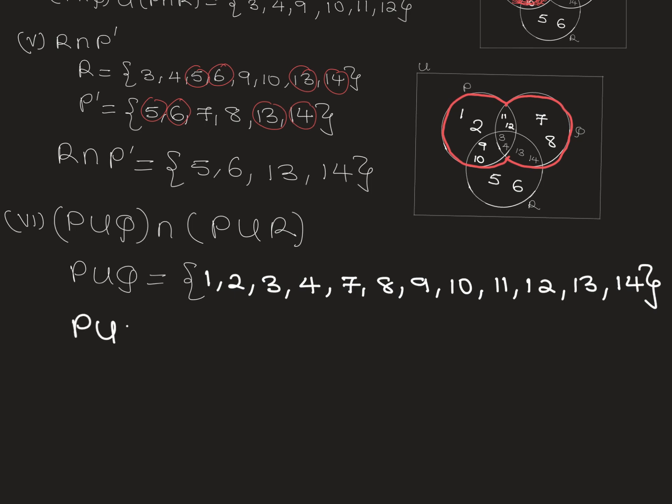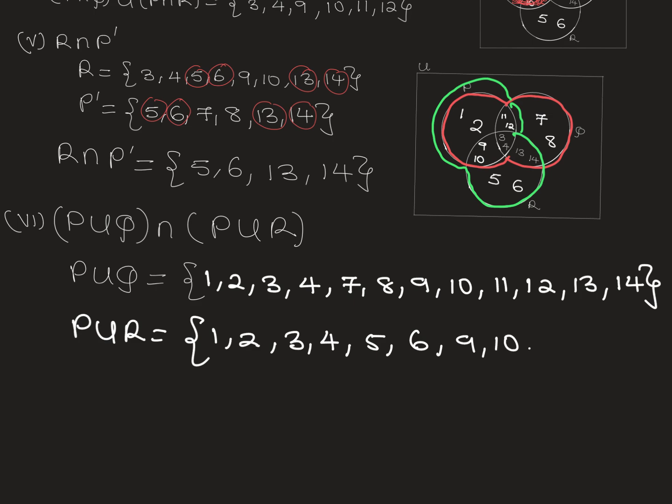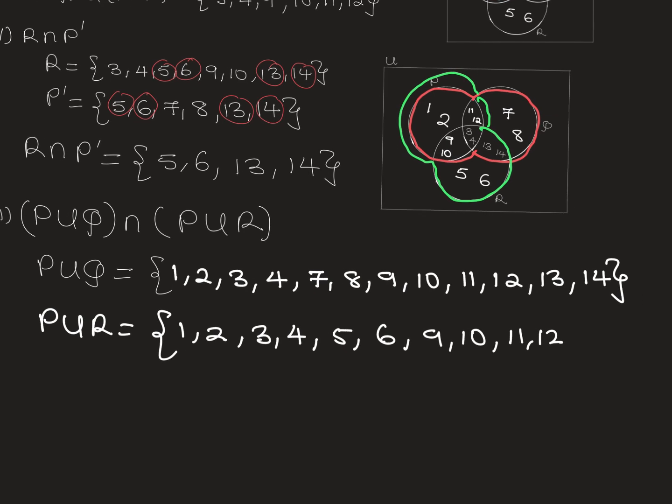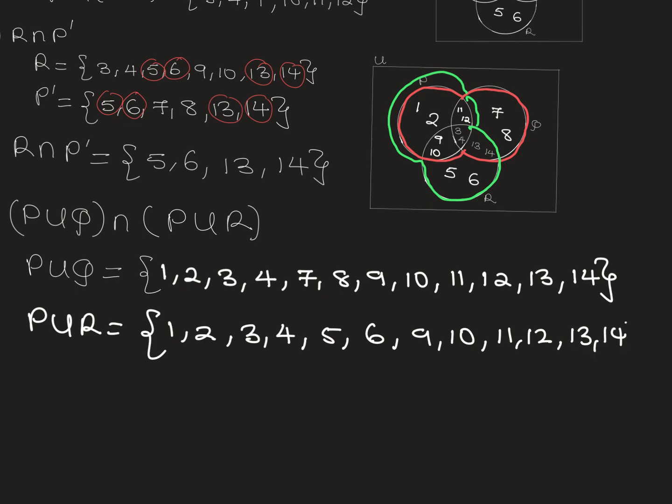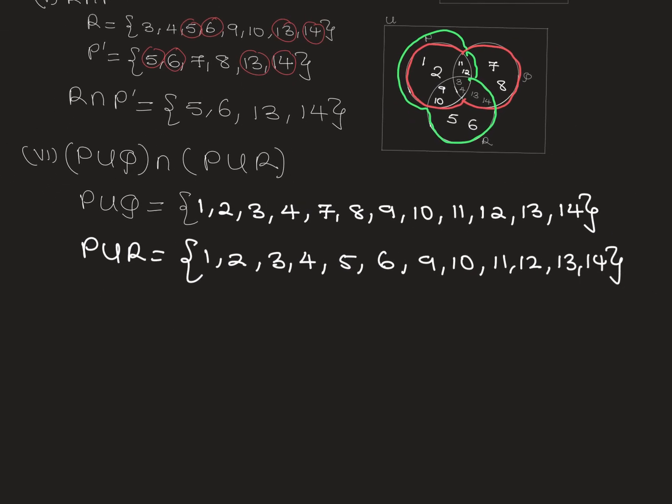So what is P union R? Let's try to identify that. P and R. P union R is this. Okay? So P union R is 1, 2, 3, 4, 5, 6, 9, 10, 11, 12, 13, and 14. So that is P union R.